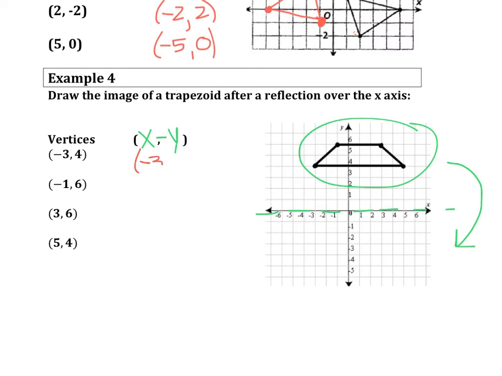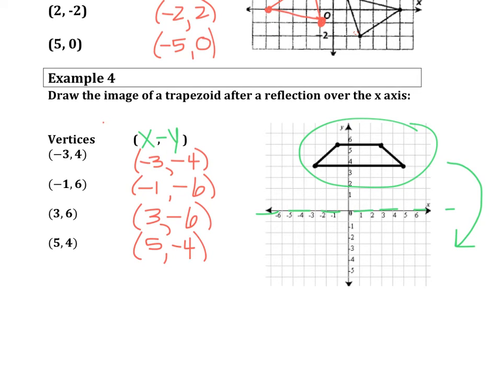X stays the same. So the first one, -3, but y changes. Now it'll be -4. The next point will remain -1, but then the y changes. Instead of +6, it's going to be -6. In the next one, 3 stays the same, and then instead of 6, I have -6 again, and then 5 stays the same, because remember the x stays the same when you have a flip over the x, but the y changes then to -4. Now we're going to draw our new points.